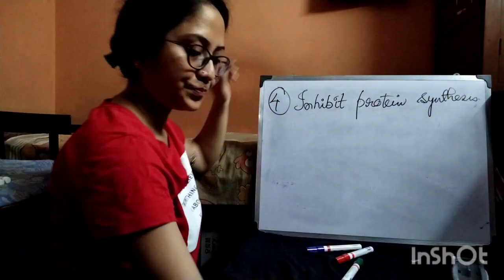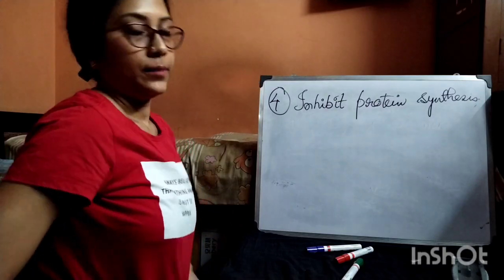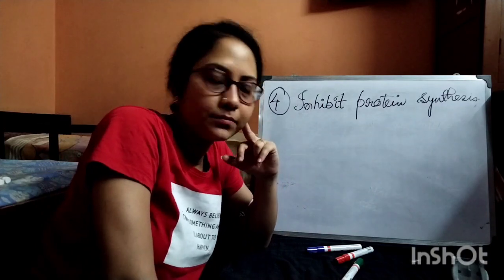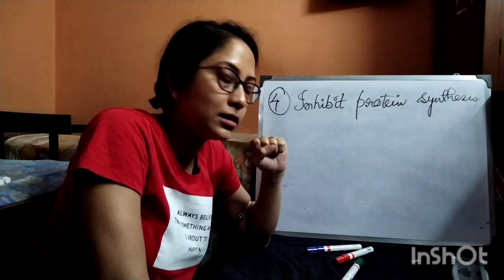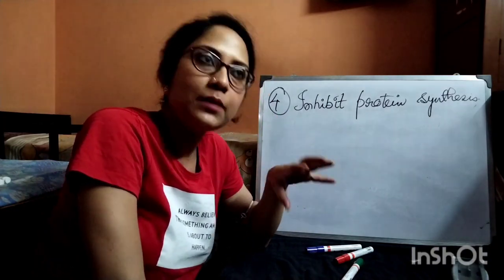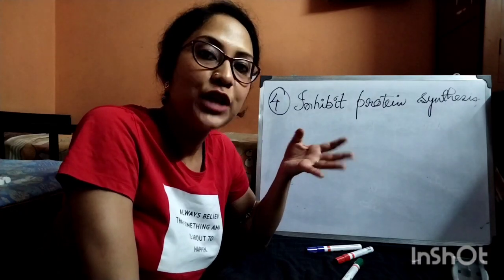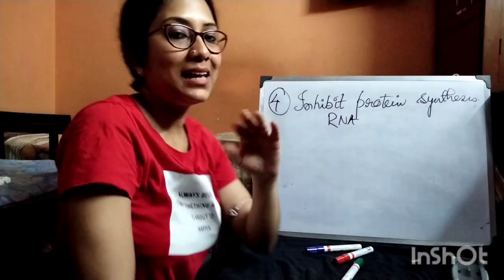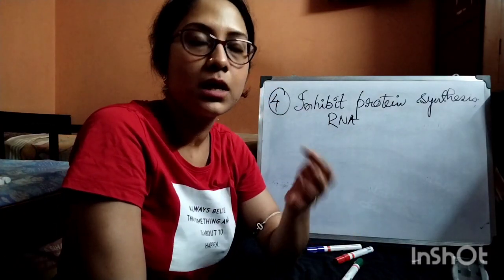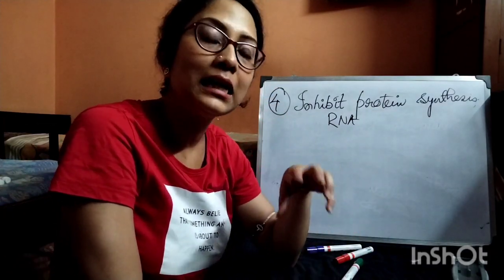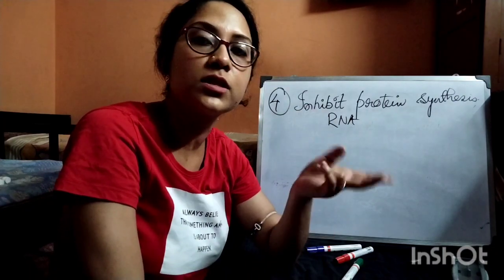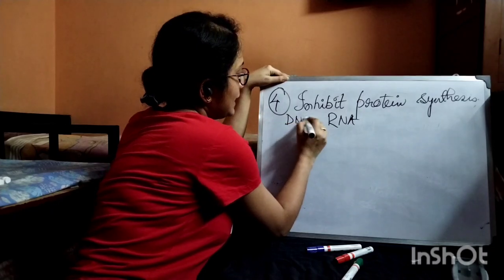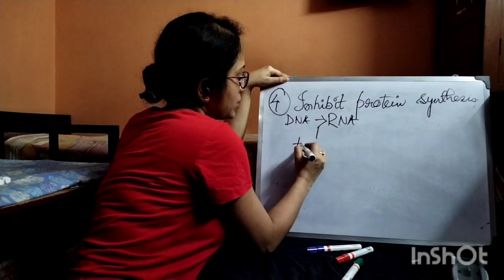How will it work? It will work in a particular manner. What is protein synthesis? At first we have to know this. Protein is mainly produced from RNA, ribonucleic acid. And from where are RNA formed? RNA are formed from DNA, deoxyribonucleic acid, by the process of transcription. So DNA to RNA is the process of transcription.